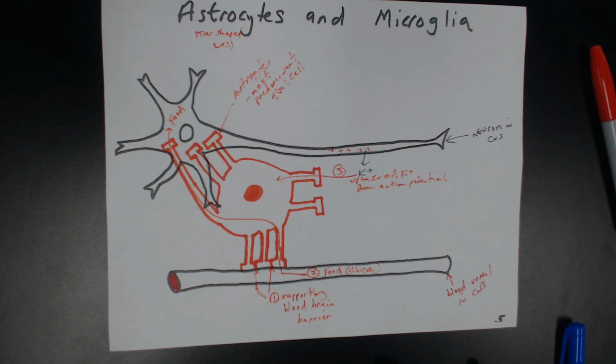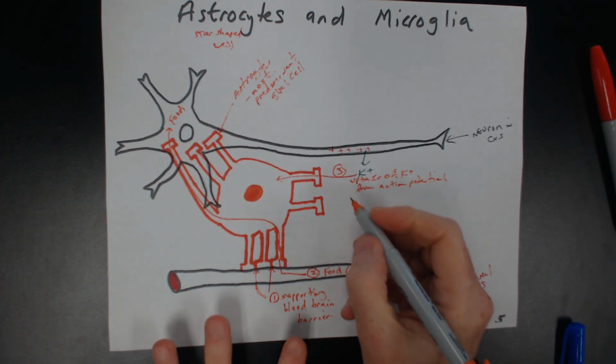And the fourth, yes? Go ahead. Uptake of potassium. From the action potential. Yeah, so during the action potential, remember those potassium channels opened and potassium flooded out of the cell to make the cell more negative in charge, membrane potential more negative. So you have extra potassium floating around. So the astrocytes help to take up that extra potassium.